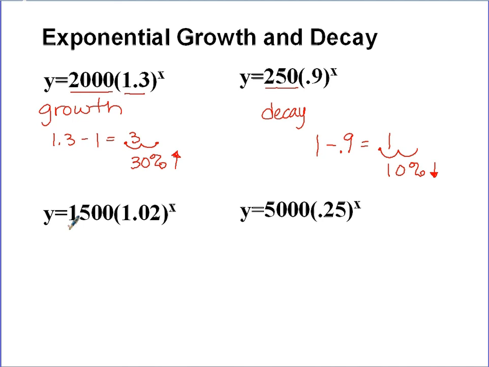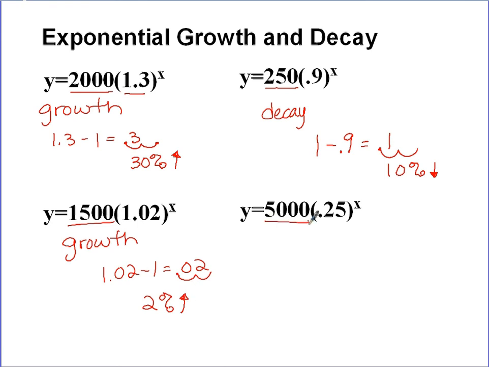So on these bottom problems, this one's 1,500 for the starting amount. 1.02 is greater than 1, so this is a growth problem. And 1.02 minus 1 is 0.02. If I move the decimal 2 places over, then I would get 2% increase.